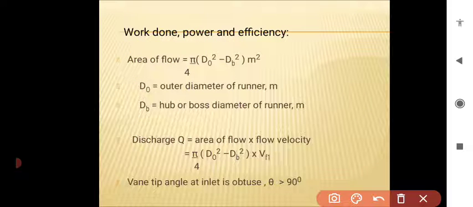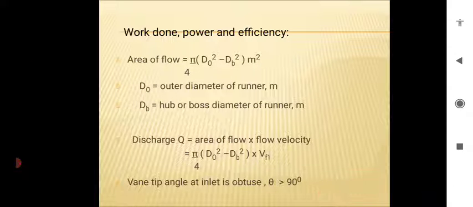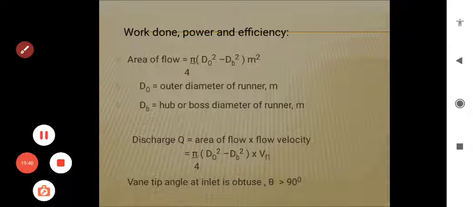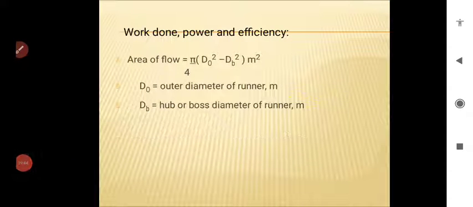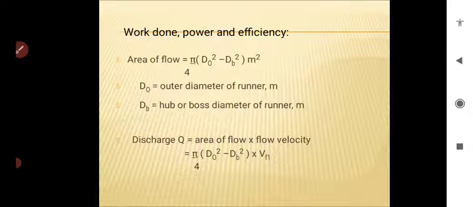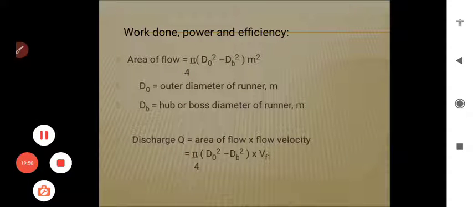Okay, now let us start solving some problems on it. We will solve some problems on Kaplan turbine. These points are very important: work done, power and efficiency, and these salient points. So now let us solve some problems.